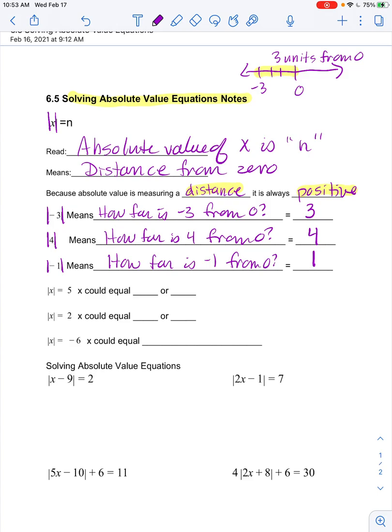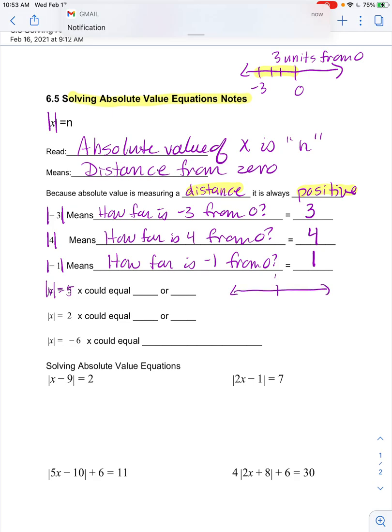So when you say the absolute value of x equals 5, that could have two different values, because you're saying what is 5 units away from 0? Well, 1, 2, 3, 4, positive 5, or 1, 2, 3, 4, negative 5. Both of those are 5 units from 0. So my answer could be equal to 5 or -5. I don't really know which.